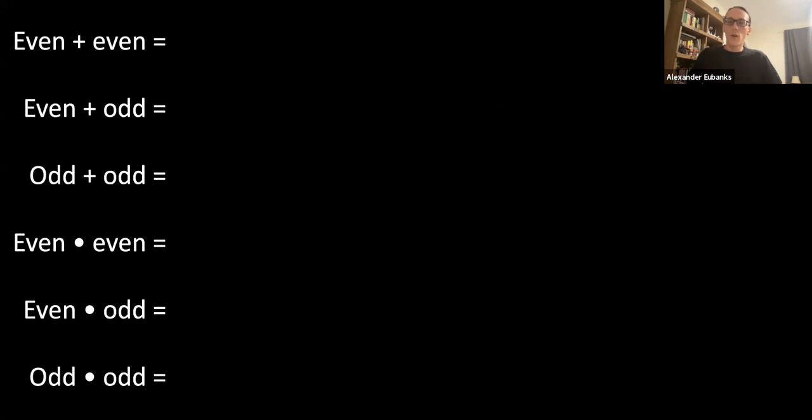All right. So let's take a minute to look at this. We have a list of what if I have an even number plus an even number? Is that going to be even or odd? And then we ask ourselves, what if I add an even and an odd? What if I add 2 odds? What if I multiply 2 evens? What if I multiply an even number and an odd number? And what if I multiply 2 odd numbers?